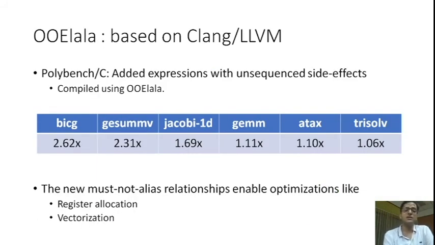To evaluate the optimization opportunity presented by inferring these extra must-not-alias relationships, we instrumented some programs in Polybench C that were performance critical and that had some known must-not-alias relationships that were otherwise hidden from the compiler. We added expressions with unsequenced side effects to expose such must-not-alias relationships and compiled these programs using OOElala. Because OOElala is able to identify such must-not-alias relationships from such expressions, the compiler was able to perform more optimizations, resulting in speedups of up to 2.6x over already optimized code.